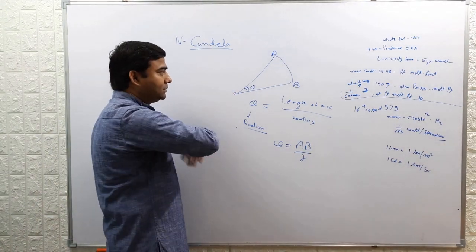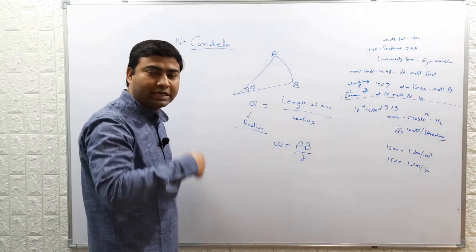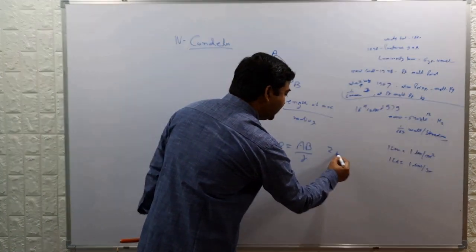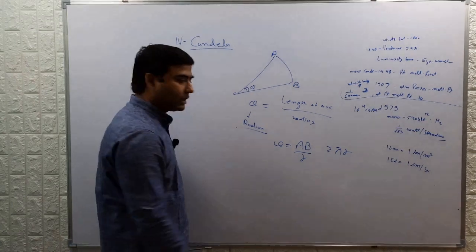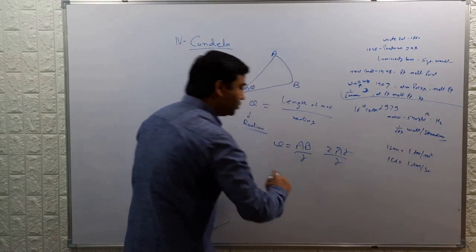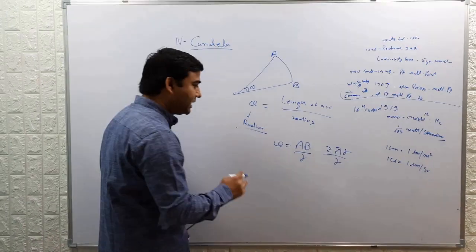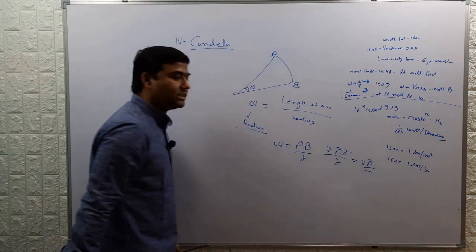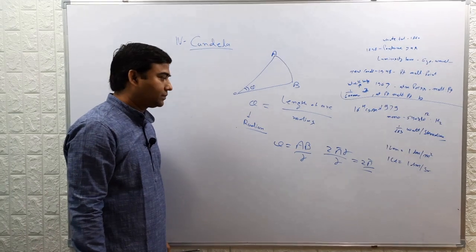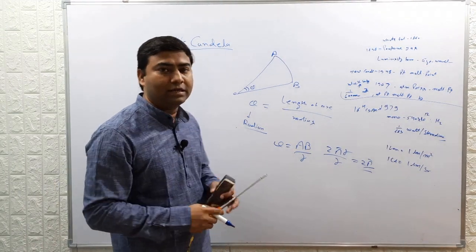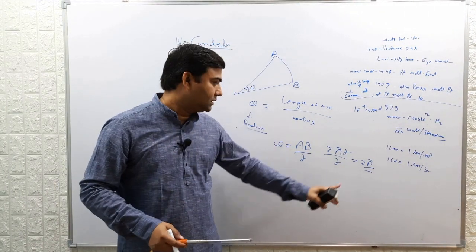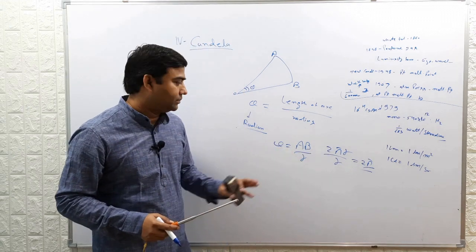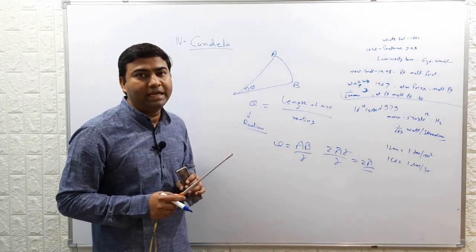For a complete circle, we know the circumference is 2 pi r and the radius is r. So a complete circle subtends an angle at the center of 2 pi radians. The angle subtended by a complete circle at the center is 2 pi radian, based on the definition of plane angle.